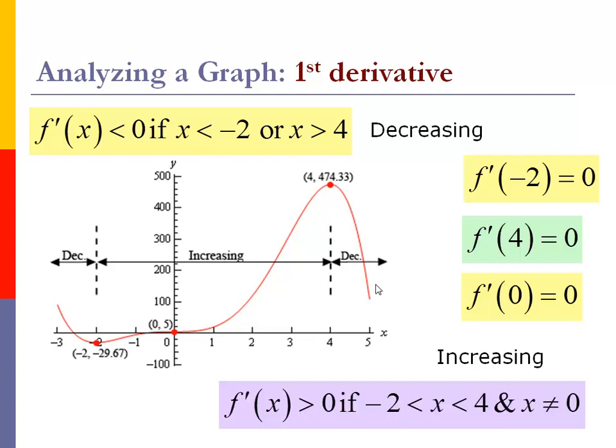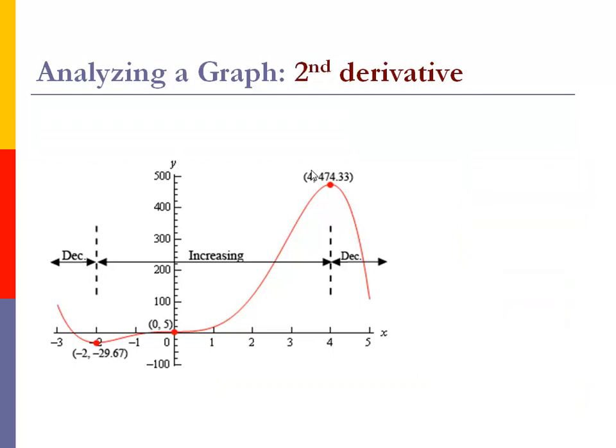When we're increasing, our first derivative value is positive. So if I'm looking at the graph and I see an increasing part, that tells me my first derivative would have a positive value, greater than 0. For the section between negative 2 and 4, except at 0, we have an increasing graph, so our first derivative values would be positive. Anytime I've got a first derivative and I crunch it out from the formula and find when it's positive, that tells me the original graph would be increasing.